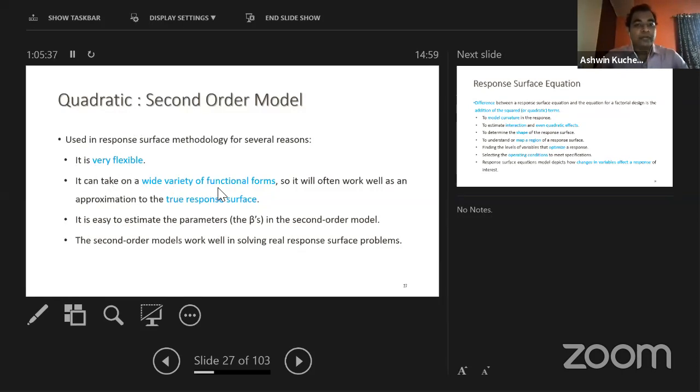It takes a wide variety of function forms. So it will often work well as an approximation to the true response surface. It is easy to estimate the parameters, like the betas, in the second order model. The second order model works well in solving real response problems.